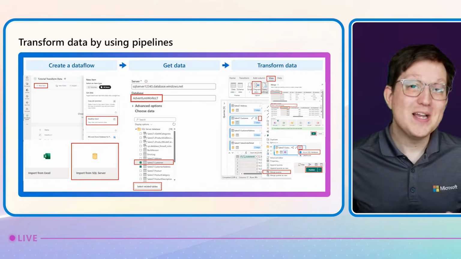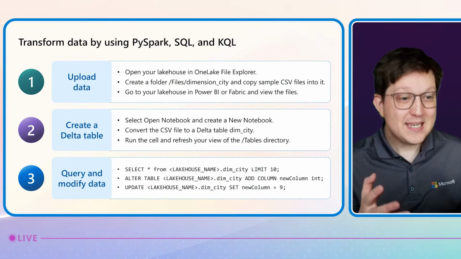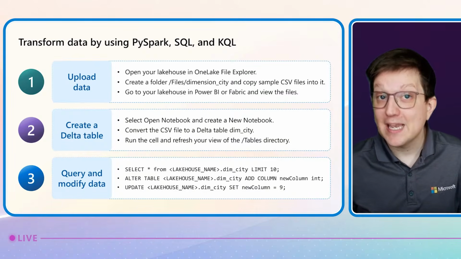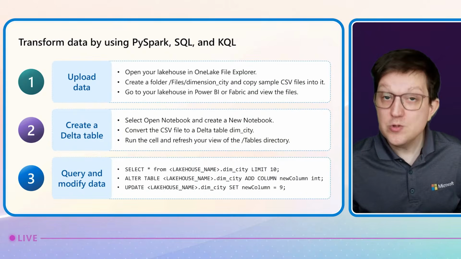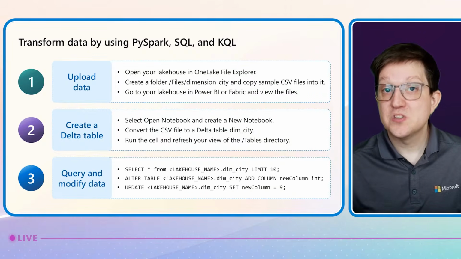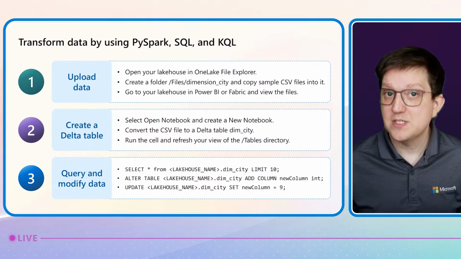Now, if pipelines are not quite doing what you need, there are plenty of other transformation options for you. These are the ways that we can transform using something like PySpark, SQL, or KQL. If you are more familiar with one of these options, use that for transformation instead. You'll need to create a notebook to be able to do this work, but once you do this, you just need to go through and decide what's in place.